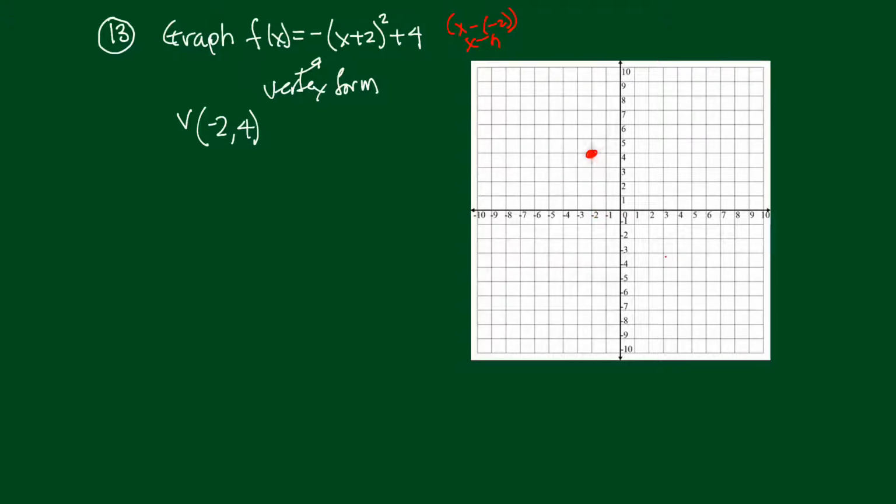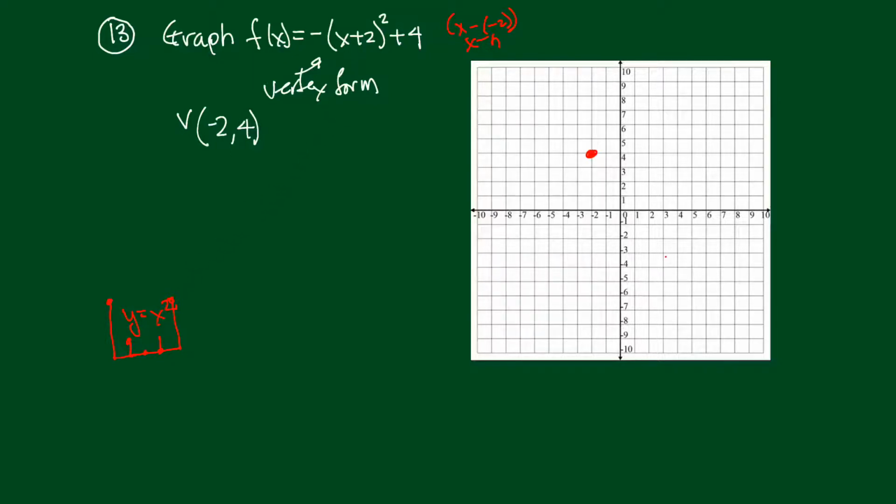Now let's get some other points. I do know this: in the basic parabola, y equals x squared, if you go over 1 in each direction, you square that and you go up 1. If you go over 2, you square 2, you go up 4, right? Because you're squaring. If you go over 3, 3 squared is 9, so I would go up 9. So I'm going to use that idea up here.